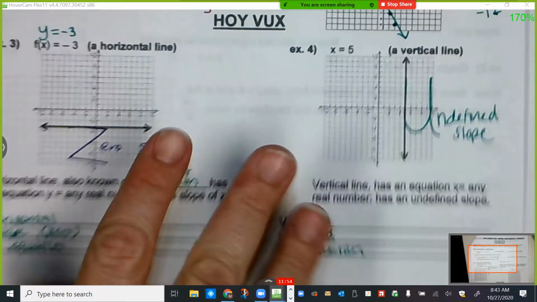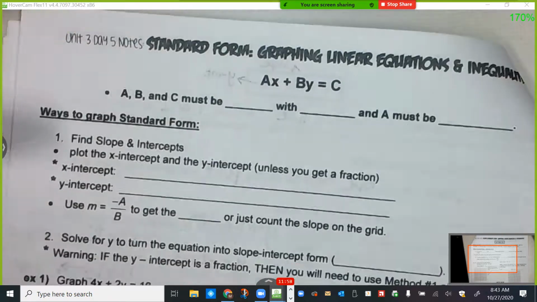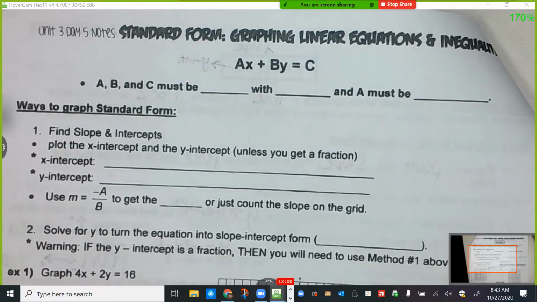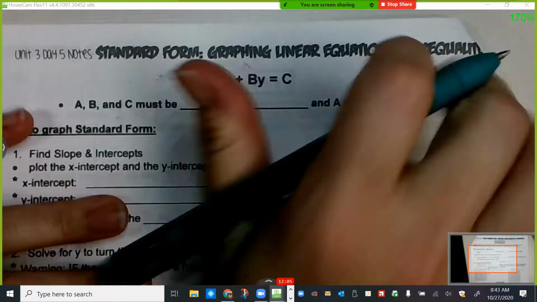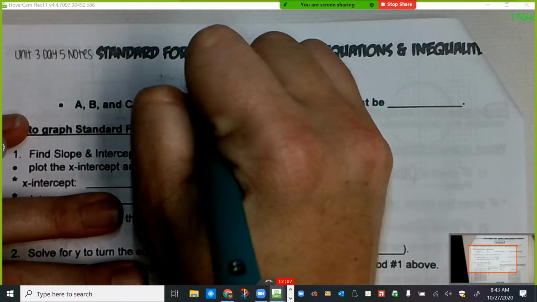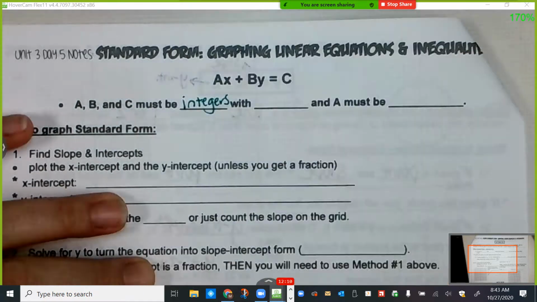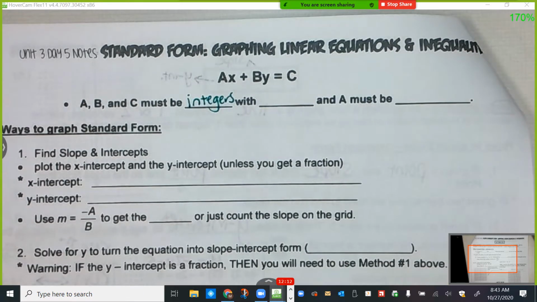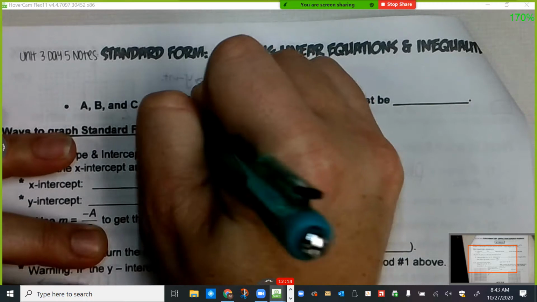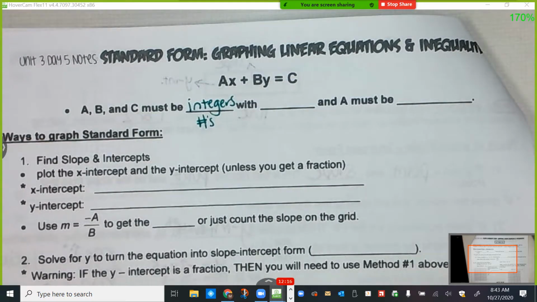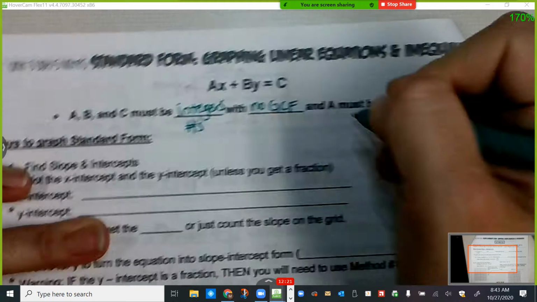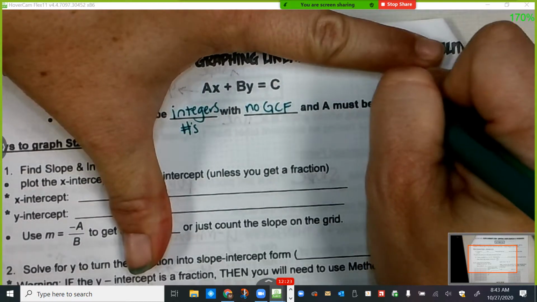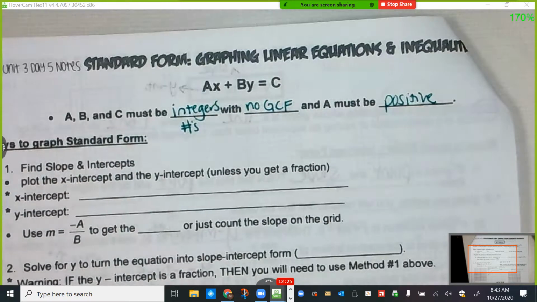Now the other form of line that you could see is standard form. A, B, and C must be integers. Do y'all know what integers are? You probably know, but you're scared you're wrong. It's just a fancy way of saying numbers, with no GCF, and A must be positive to be proper standard form.